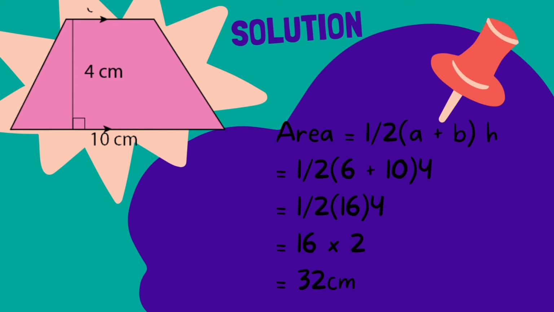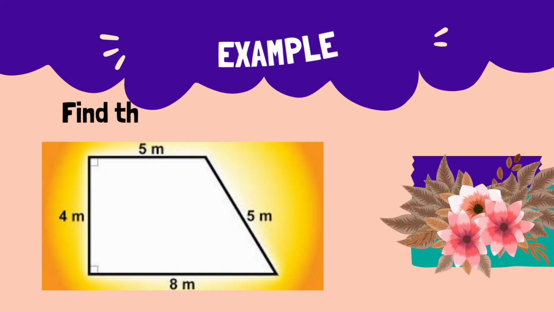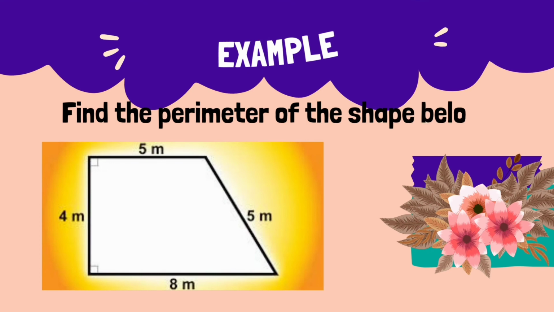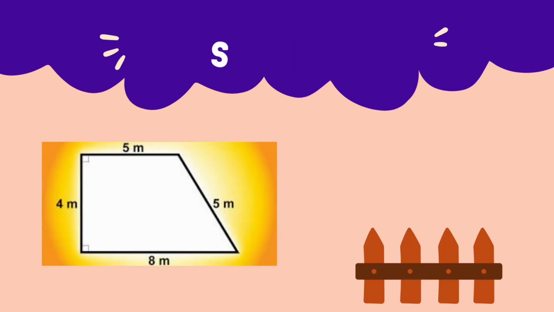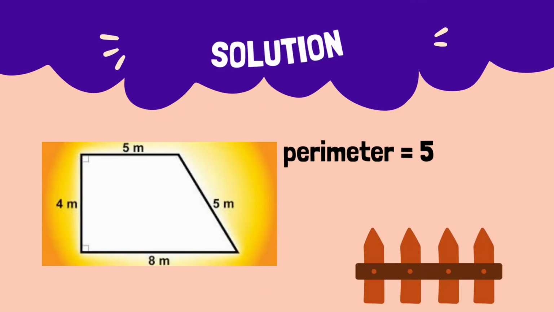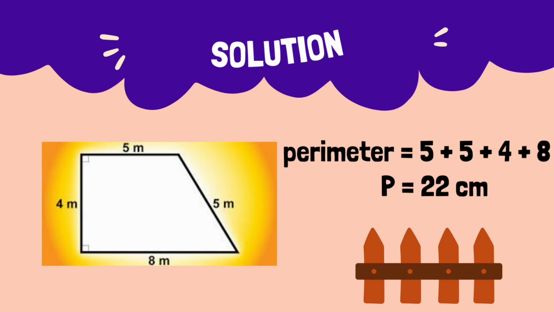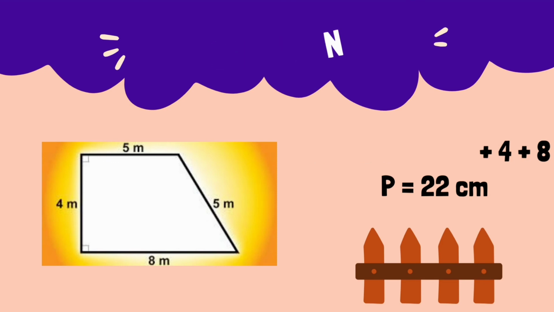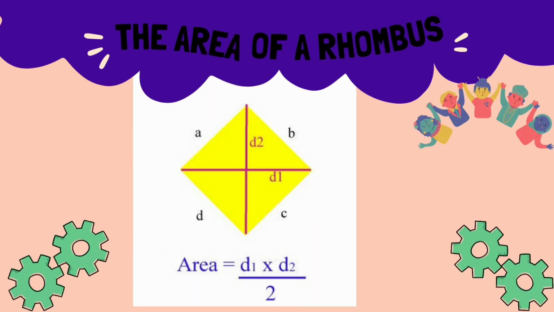So next, I will teach you an example on how to find the perimeter of the trapezium. You are told to find the perimeter of the shape below, and when you look at it, the shape is a trapezium. So the perimeter will be the distance round the shape, which is 5 plus 5 plus 4 plus 8 meters. And when you evaluate this, you are going to have 22 meters.